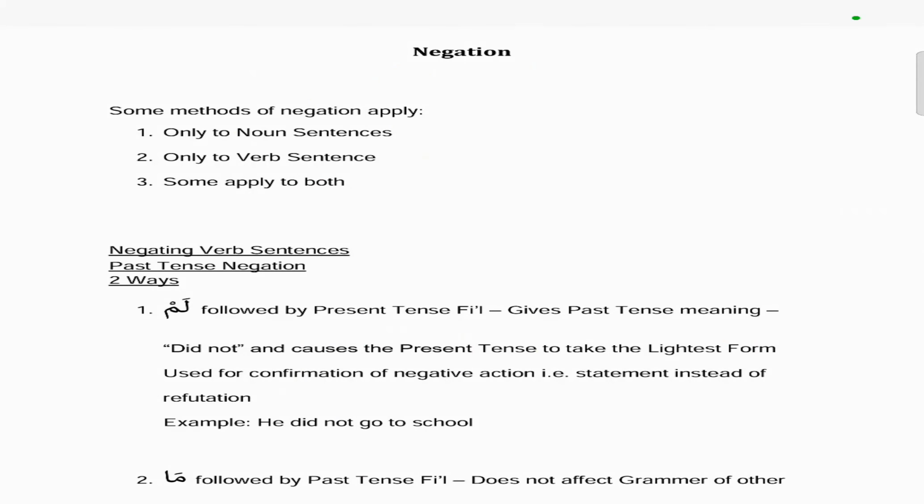So move on to the next chapter of our curriculum, which is negation. This is something we have touched on in previous chapters, but we talk about it in more detail now. Some methods of negation apply only to noun sentences, some methods only apply to verb sentences, and some methods of negation apply to both.